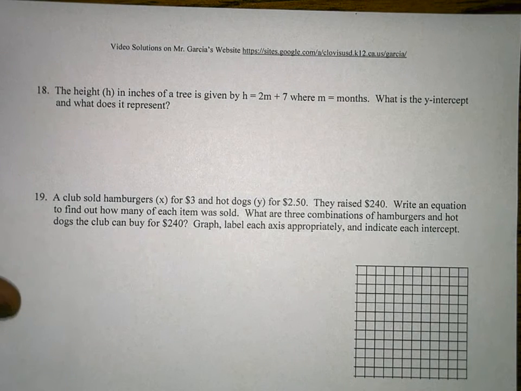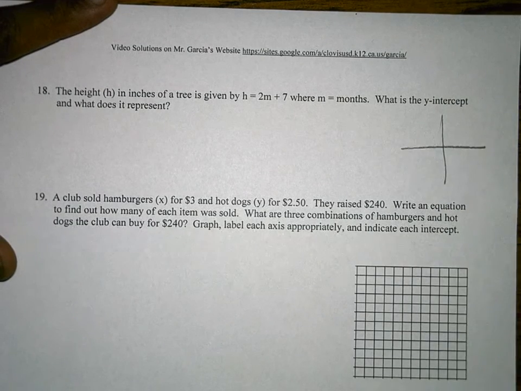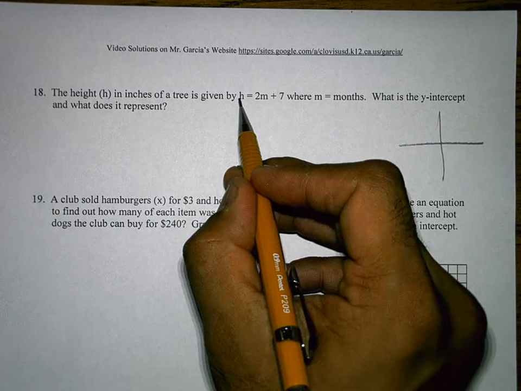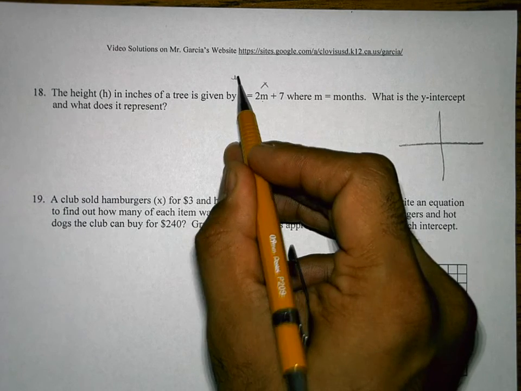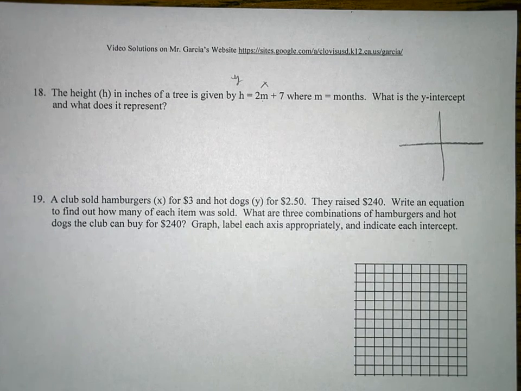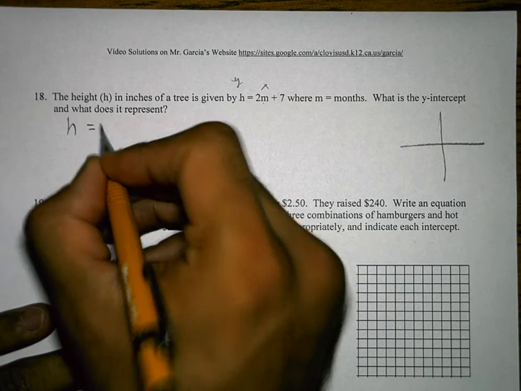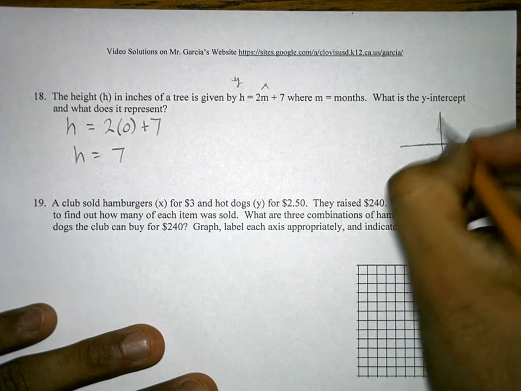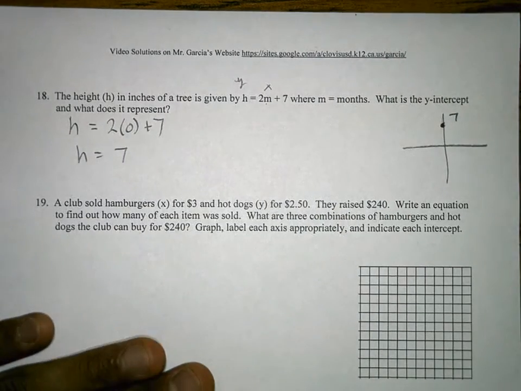Number 18 says the height in inches of a tree is given by h equals 2m plus 7, where m equals the number of months. What is the y-intercept and what does it represent? So I basically have a tree growing, okay? And they want to know, what does the y-intercept mean? If I want to find the y-intercept, I make the x 0. Well, I don't have x's and y's here, but I do have inputs and outputs, right? So this is like my x and this is like my y. So I'm going to say h equals 2 times 0 plus 7, and h equals 7. So that's my y-intercept right there.